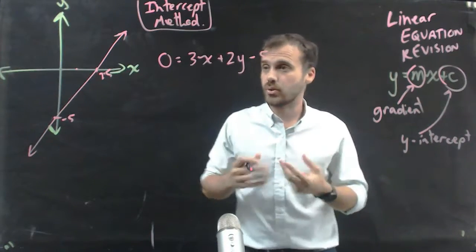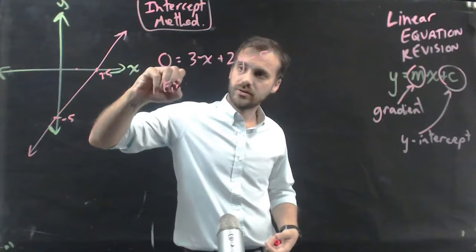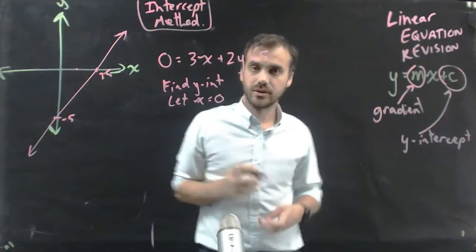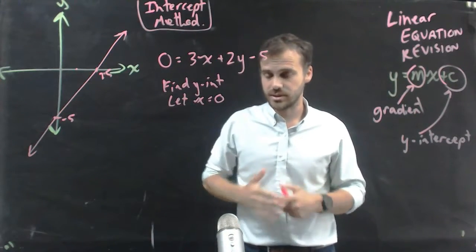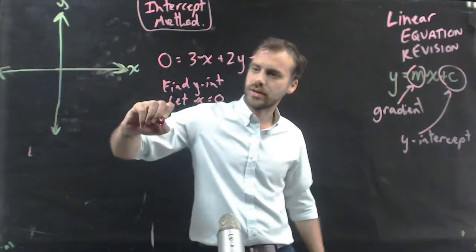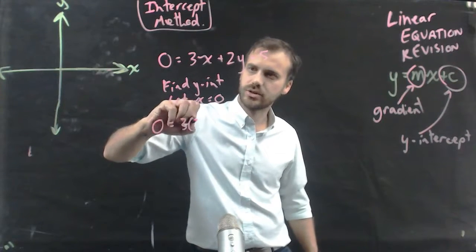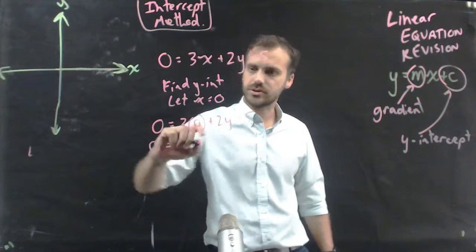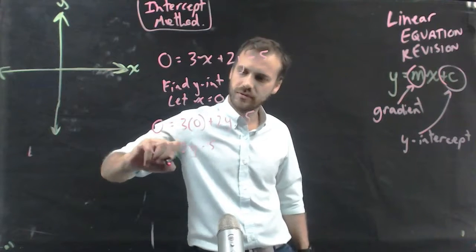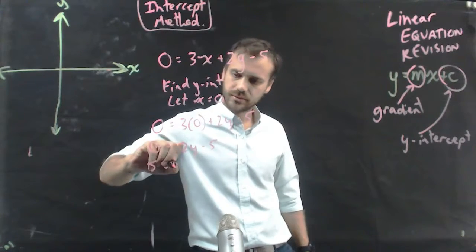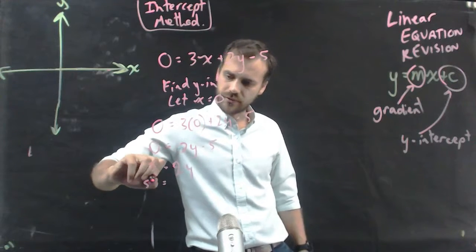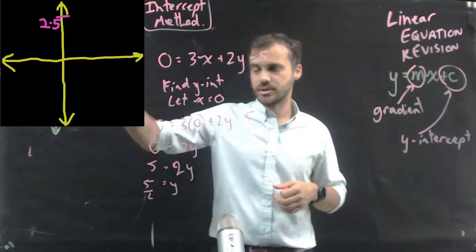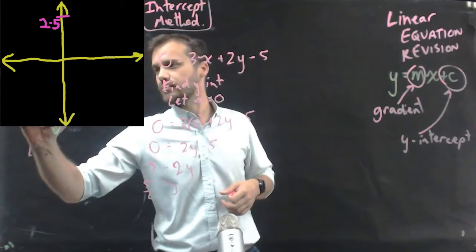So if I want to find the y-intercept, I need to let x equal 0 because that's exactly what a y-intercept is. Now if I let x equal 0, that means that 0 equals 3 times 0 plus 2y minus 5, which is 0, so I can just forget about it. 2y minus 5. That 5 can go over here. 5 over 2 equals y, which is 2.5. So the y-intercept in this case is 2.5.